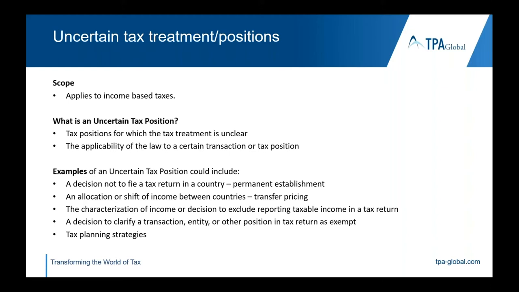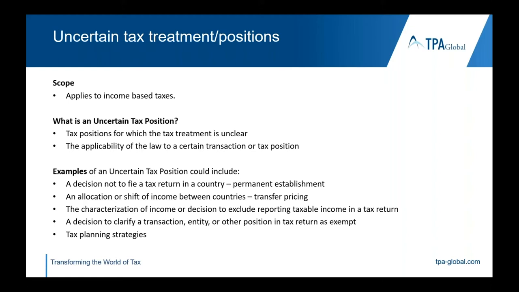So with that, I think we will start with the slide in front of us on uncertain tax positions, and just the scope of that, it applies on income-based taxes. So if a reported tax position for which the tax treatment is unclear, you need to look at the applicability of law to a certain transaction or tax position and make known whether the reported position in your tax form might, with a certain probability, not be followed by the tax inspector.